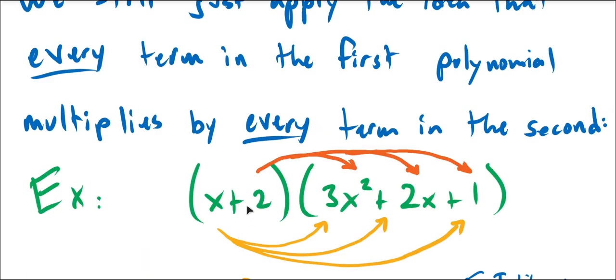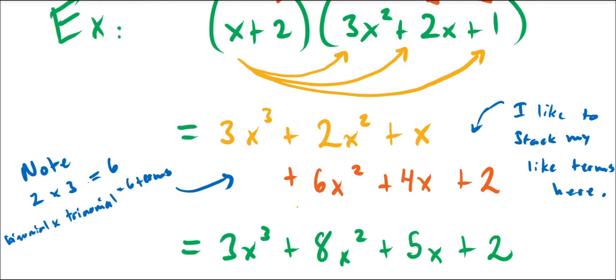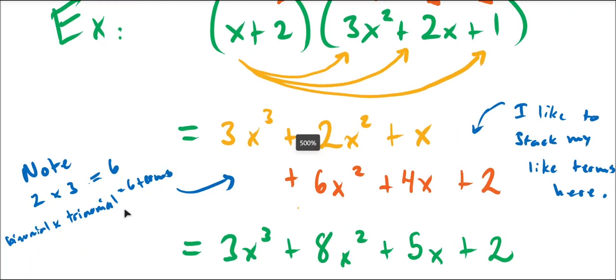So for example, here I have x plus 2 times 3x squared plus 2x plus 1, a binomial times a trinomial. And I need to take my x, and I need to multiply it not just by 2 this time, but 3 terms. And I need to take my 2 and also multiply by these 3 terms. Now, two things I'd like you to note. Number one, we're going to have 6 terms to deal with. There's 2 here, and each one multiplies by 3, so I get a total of 6 terms. Now, those terms might collapse.